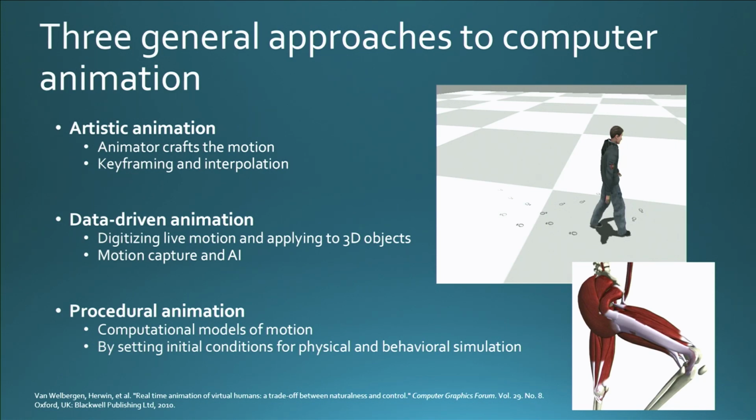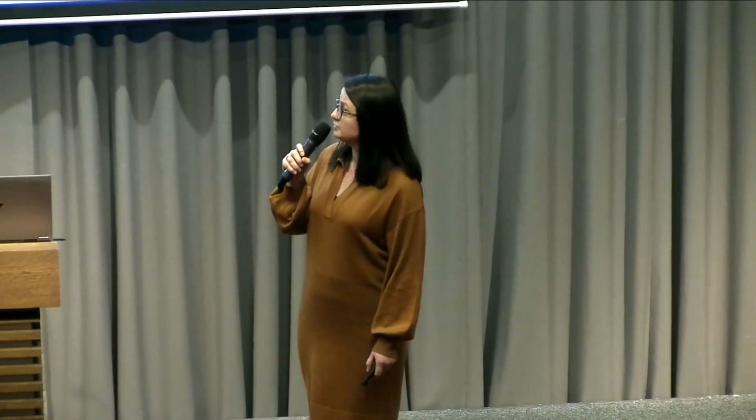A second category is data-driven animation, where you use motion capture devices and machine learning AI algorithms to regenerate motion. And the last category is procedural animation, where you use computational models of motion by setting, for example, conditions for physical and behavioral simulation. So it's really mathematical simulations.